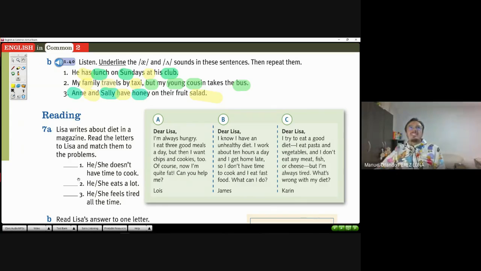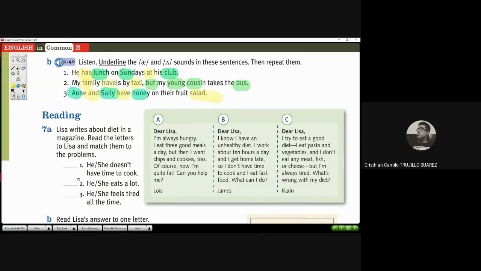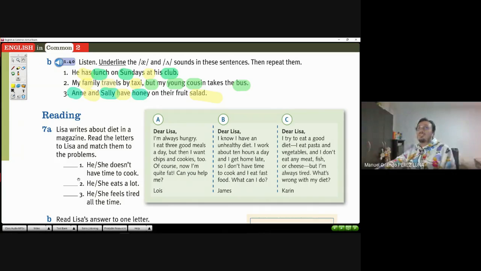Number 2, he or she eats a lot. Are you sure? Yeah, it is A. I'm always hungry, so the person always wants to eat something, and he or she eats a lot. I eat three good meals a day, but then I want chips and cookies too. Of course, now I'm quite fat. Can you help me? Luis. So this is Luis. And number 3 is Karen. He or she feels tired all the time. Karen is she, so she feels tired all the time.